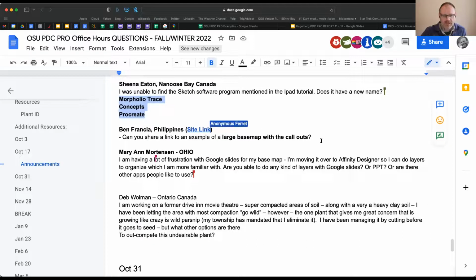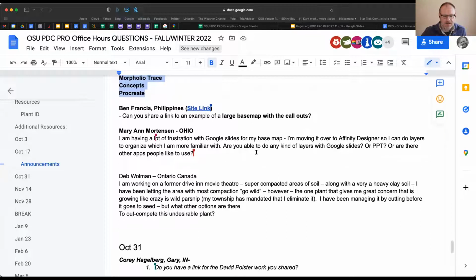Then we've got this. So this is an action for Javin. I'll take a look at that afterwards. Marianne, you asked me this question in your assignment. I'm having a lot of frustration with Google Slides for my base map. I'm moving it over to Affinity Designer so I can do layers to organize, which I'm more familiar with. Are you able to do any layers with Google Slides? No. Or PowerPoint? No. Or are there other apps that people like to use?